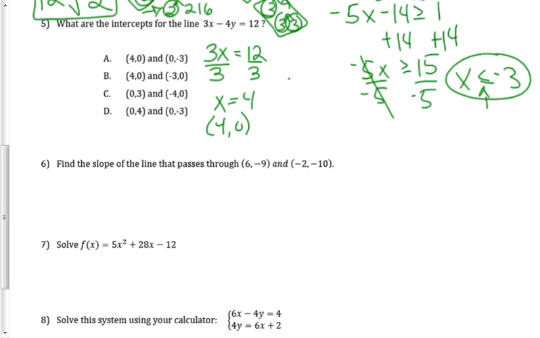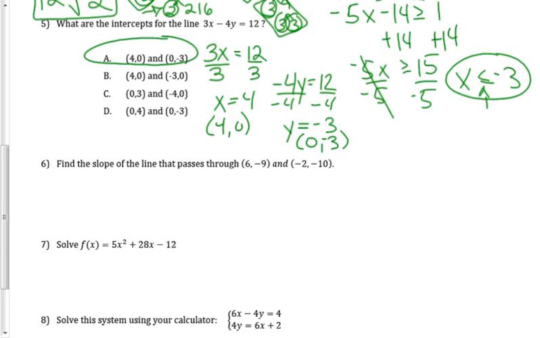And then for the y's, we've got 3 again. Looking just at the y, we have negative 4y equals 12. Dividing both sides by negative 4 gives us y is equal to negative 3. So that would be 0 comma negative 3. So the answer should be A.